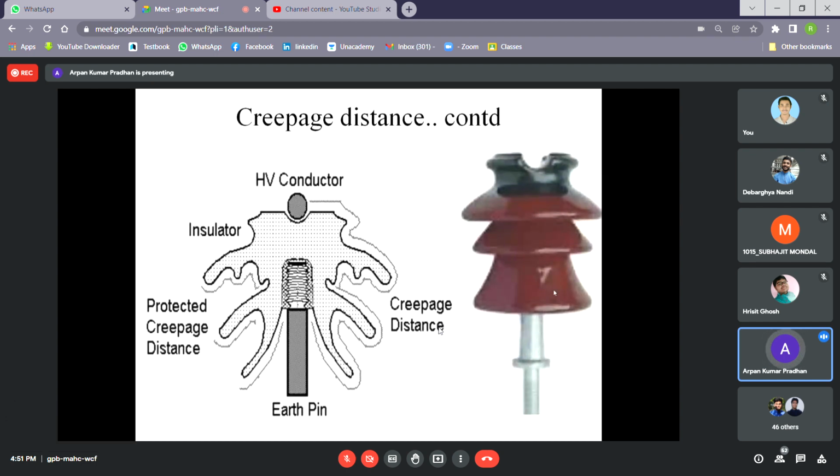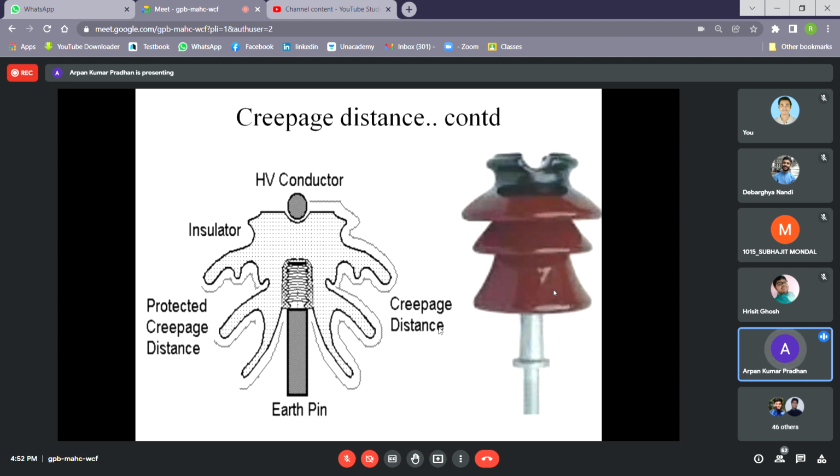Generally, if puncture occurs in the insulators, that insulator cannot be restored. That means you can't use that insulator. That's why you have to be very cautious that in the case of insulators, puncture should not occur. Flashover may occur. That is not a problem, because its insulating property may be restored after the flashover. But in any case, if puncture occurs in an insulator, then you can't use that insulator anymore.